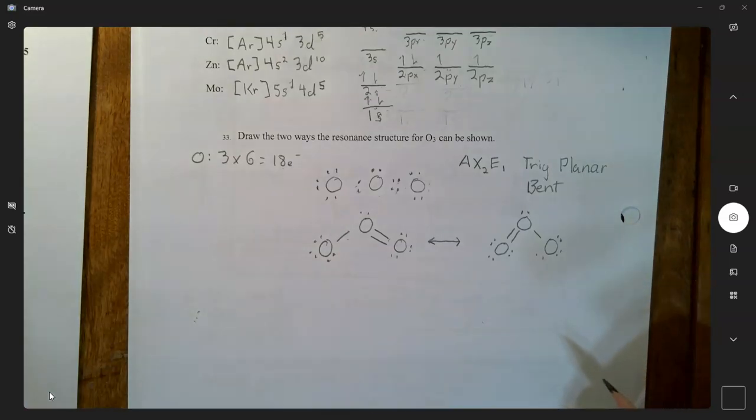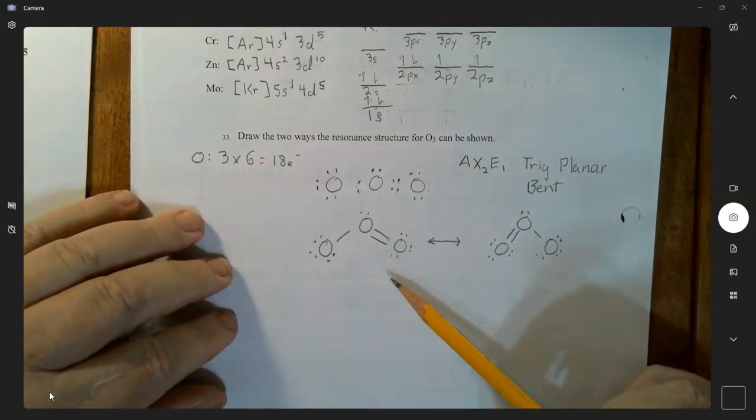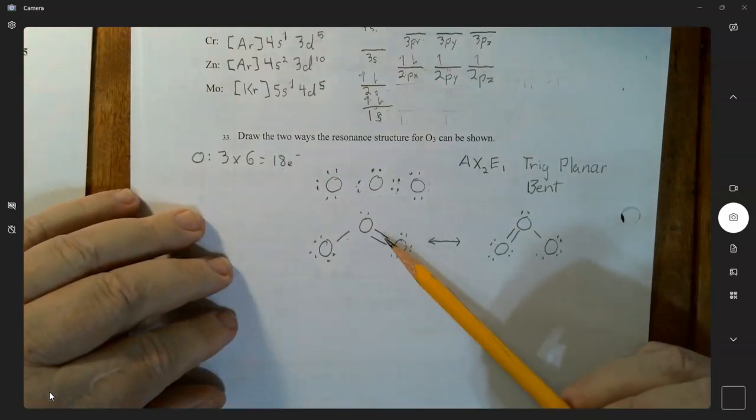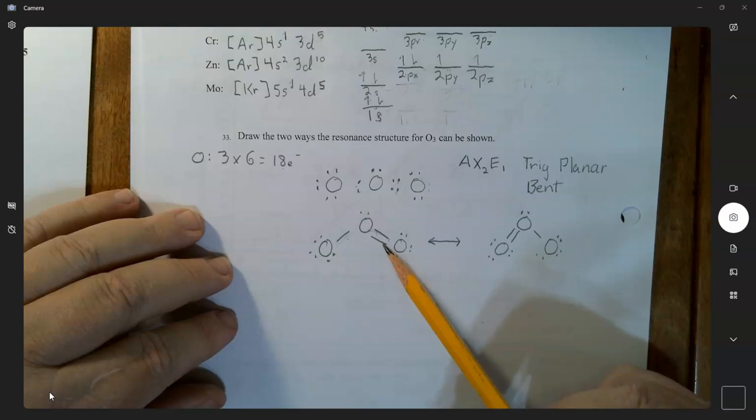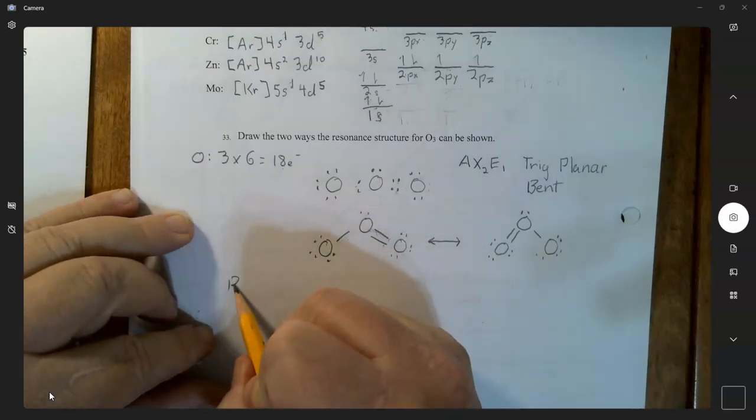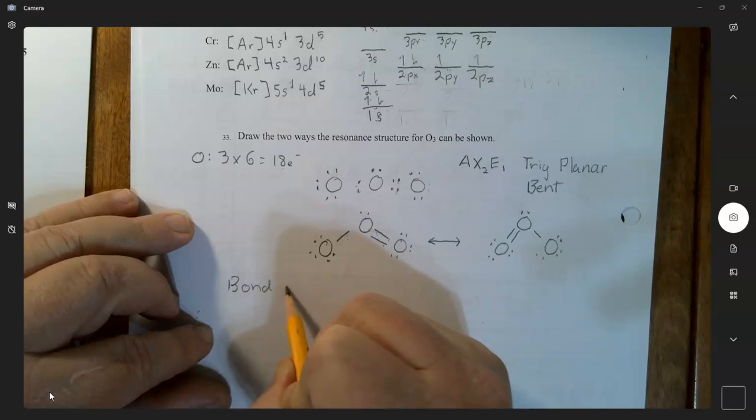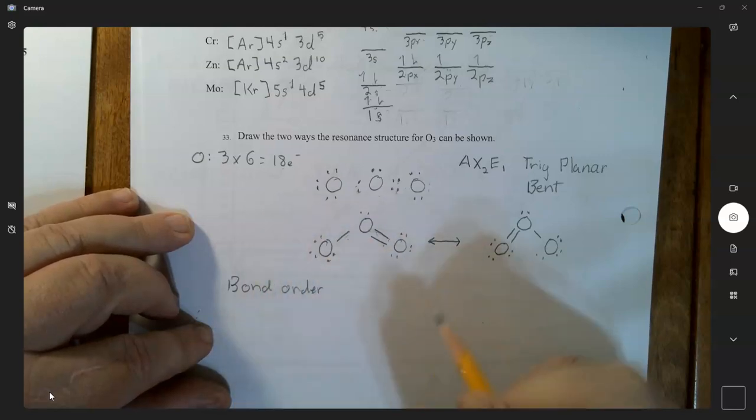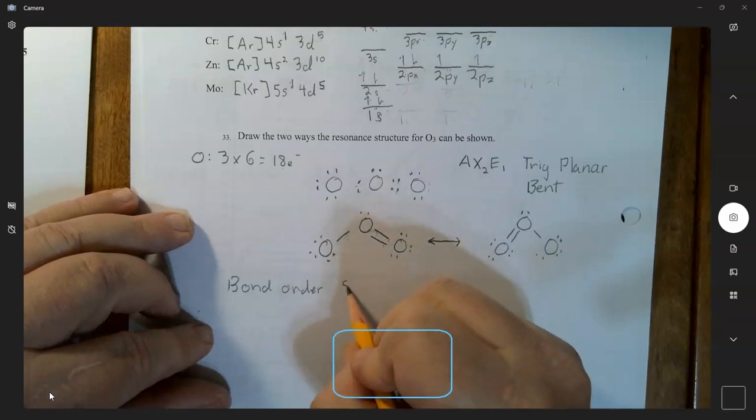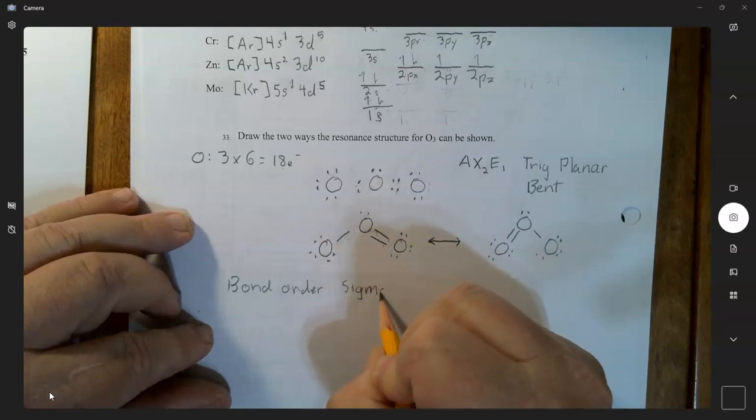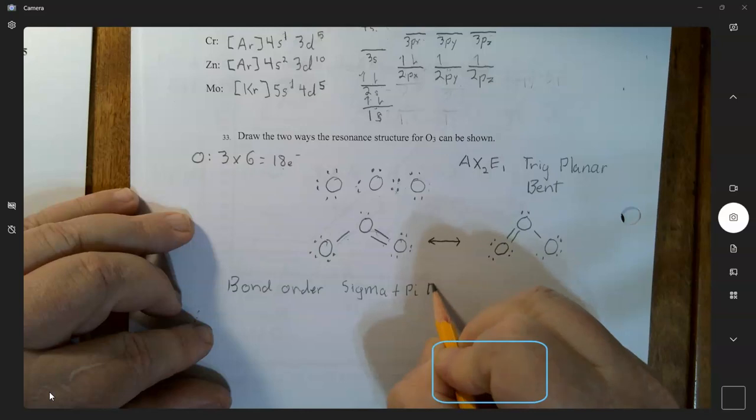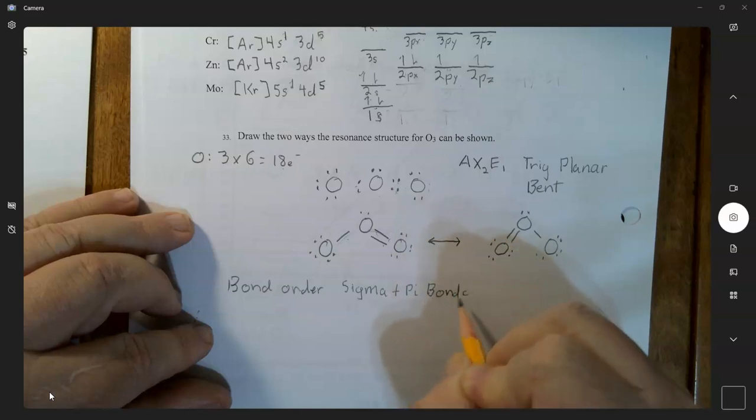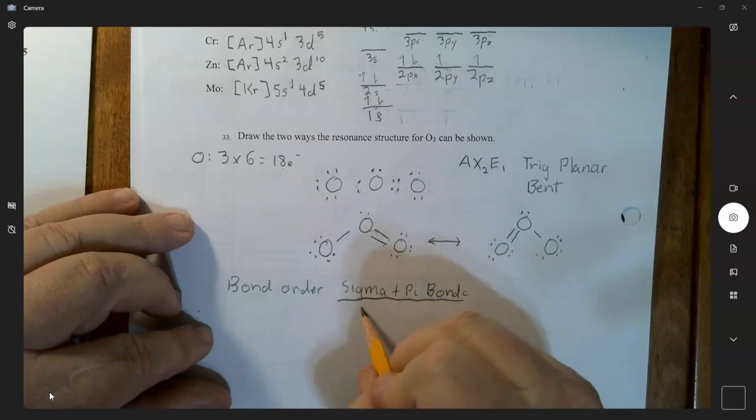The other way is to take the bond order. Now, what is bond order? It's the total number of bonds you see here. So you have a sigma bond. Every single bond is a sigma bond, plus you have a pi bond. So the bond order is the number of sigma plus pi bonds, where single bonds are sigma, and double and triple bonds include pi bonds, over the number of bonding domains.